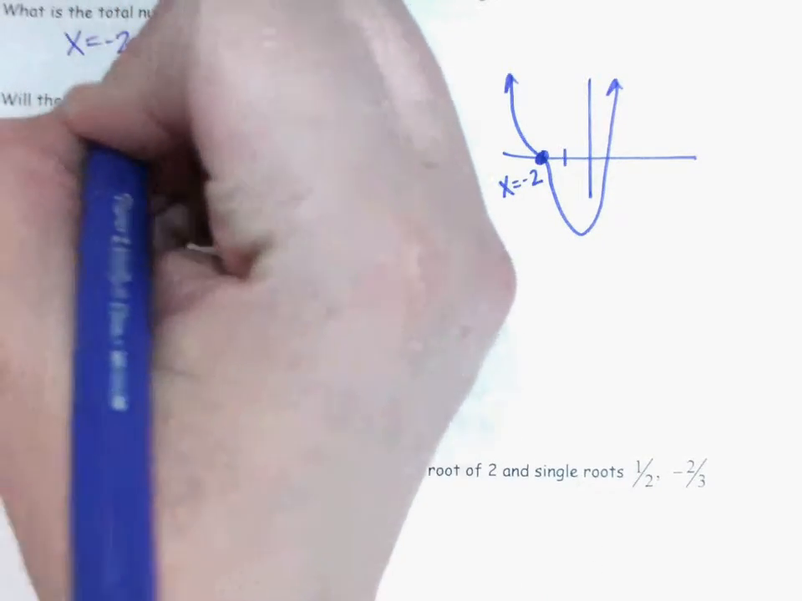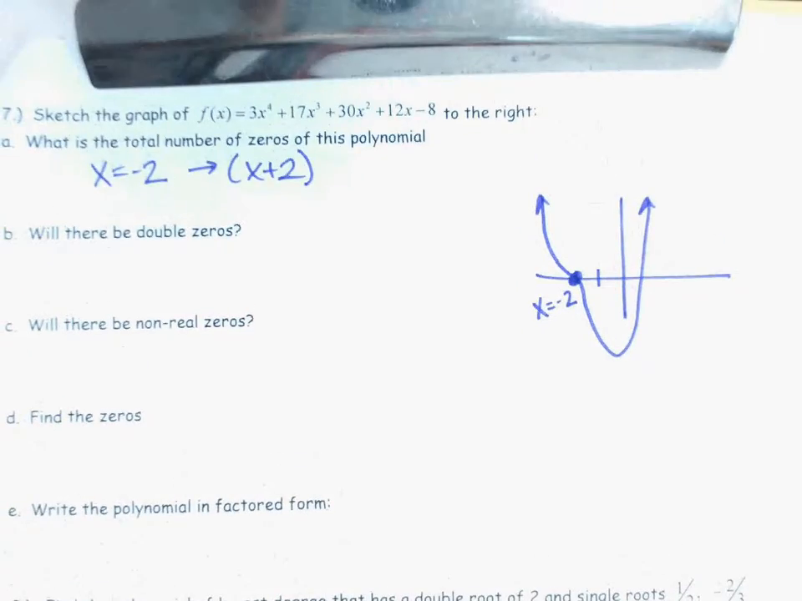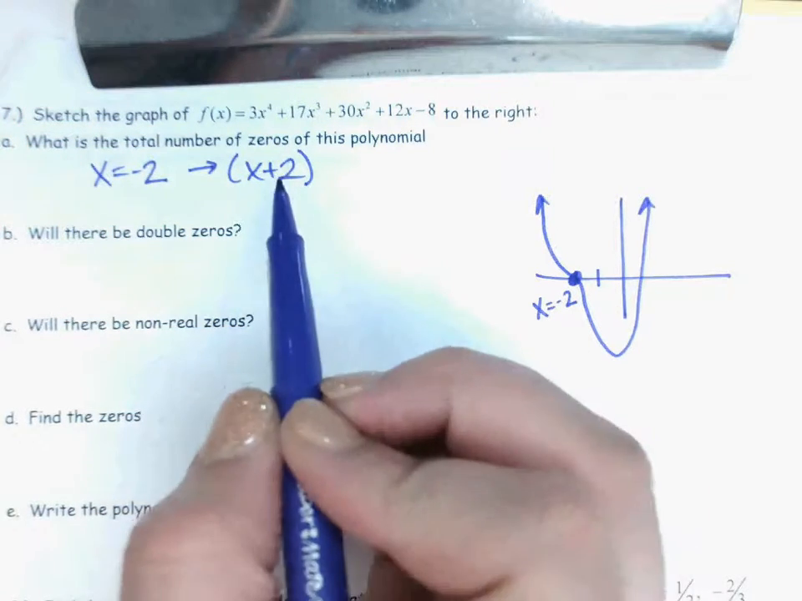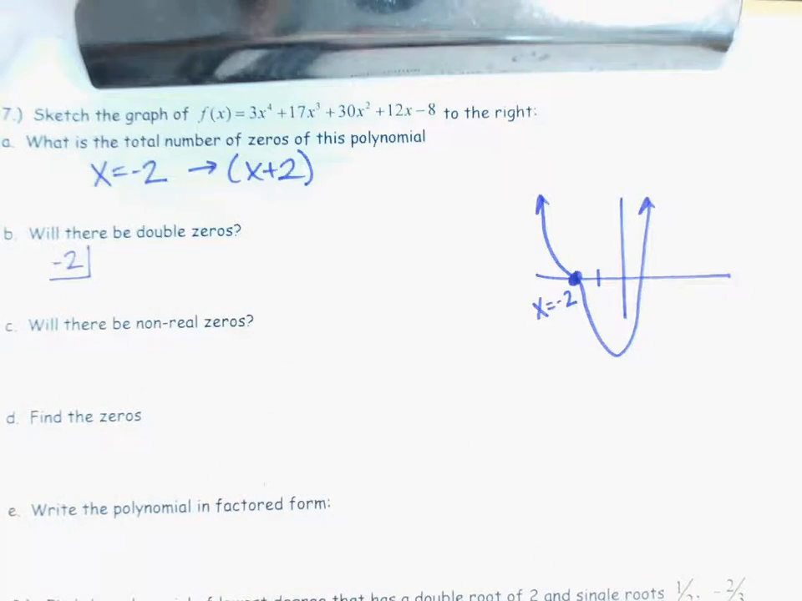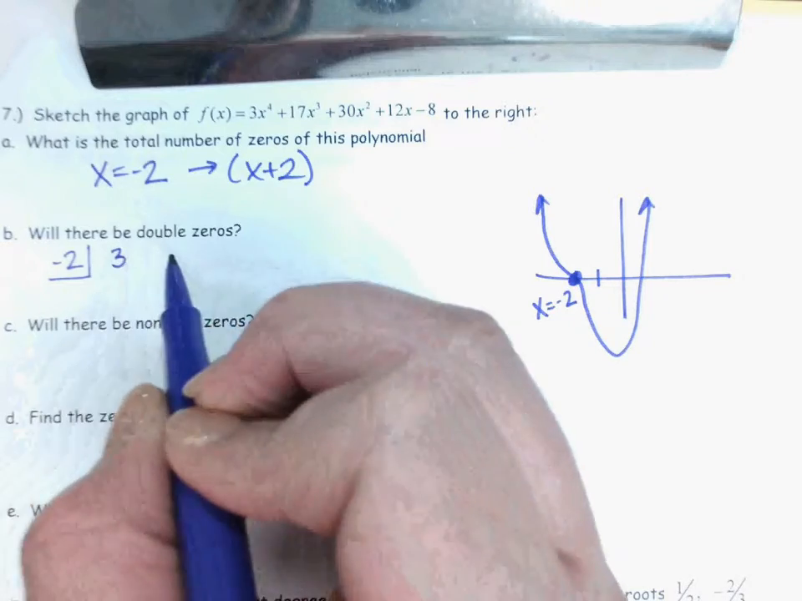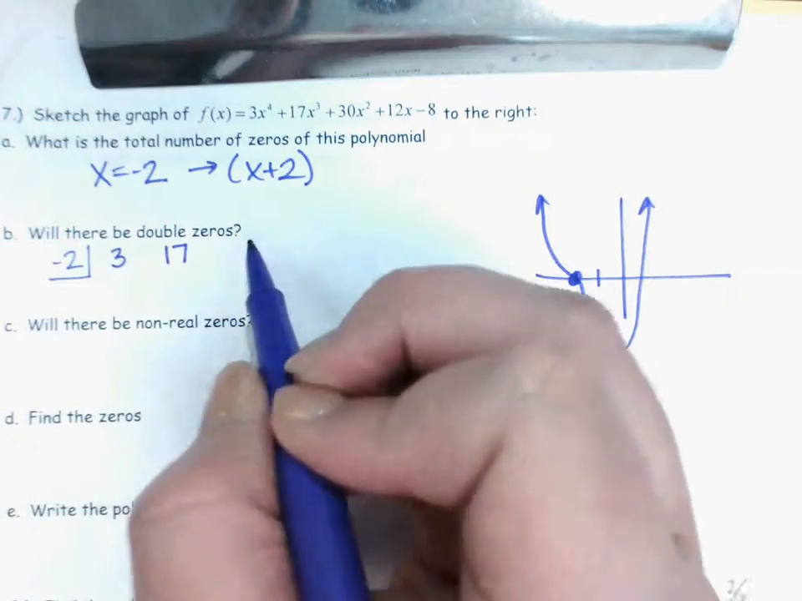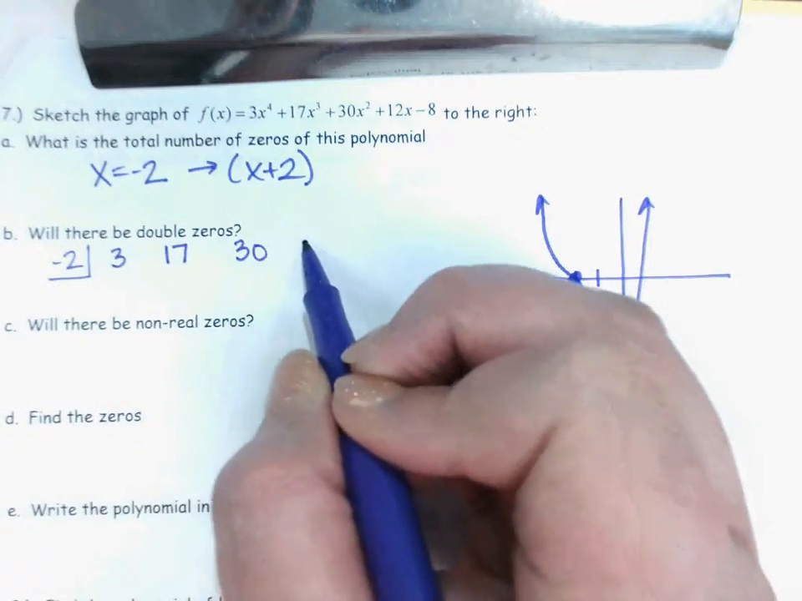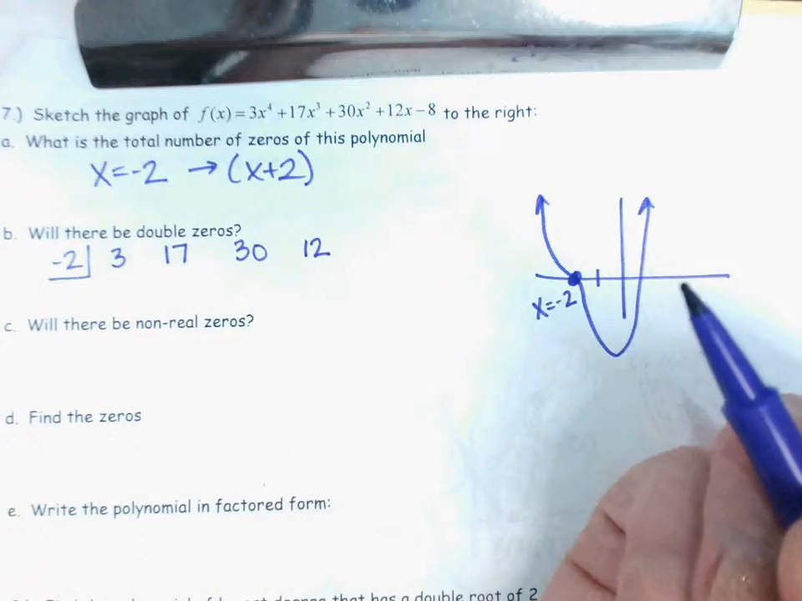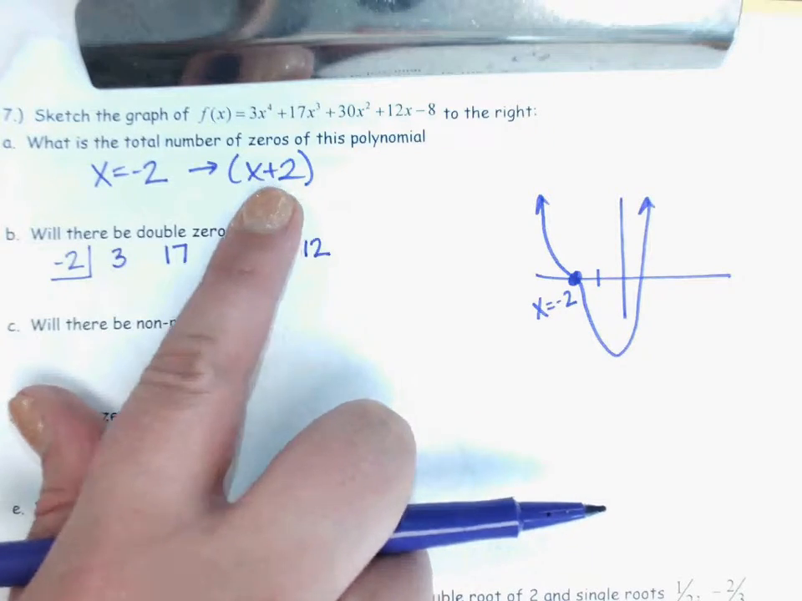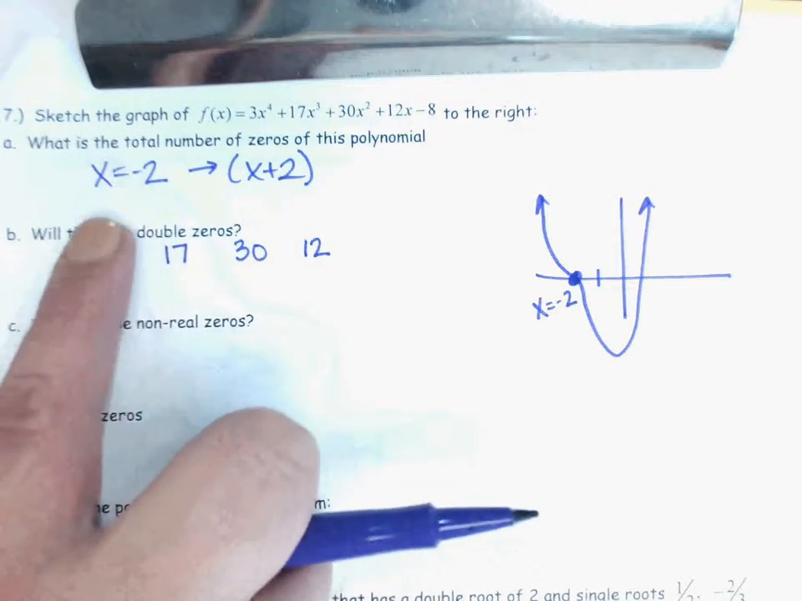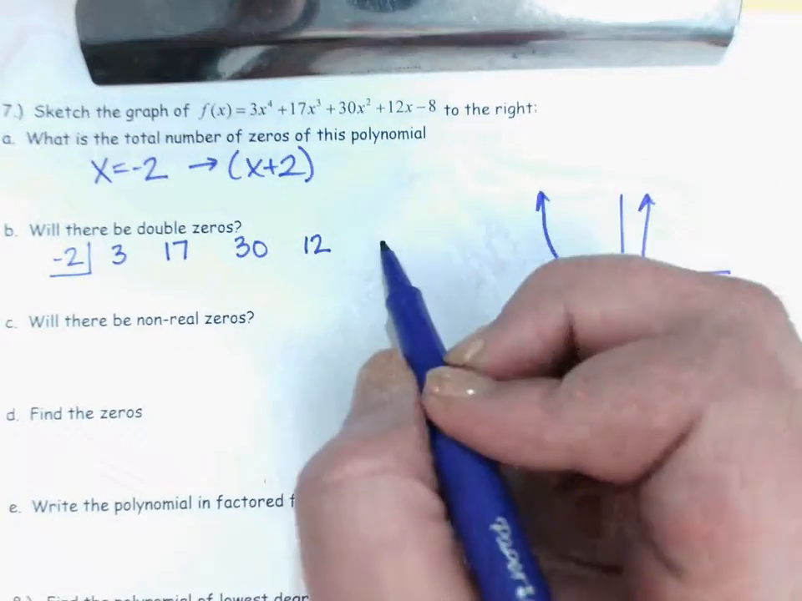So if x equals negative 2, we said the parentheses is x plus 2. And now we're going to do our long division. So if it's a plus 2 in the parentheses, I put a minus 2 in the box. I have 3x to the 4, 17, 30. But it's a negative. But do we have to put a plus? So if it's a plus 2 in the parentheses, you put a minus 2. So these two always match each other. And then a minus 8.